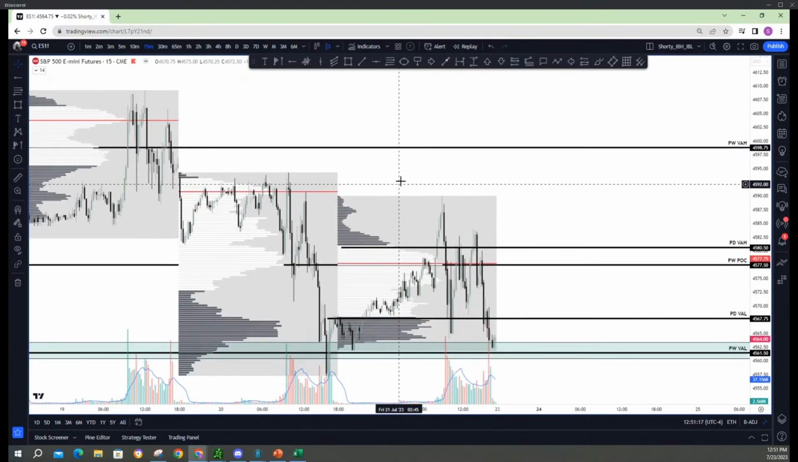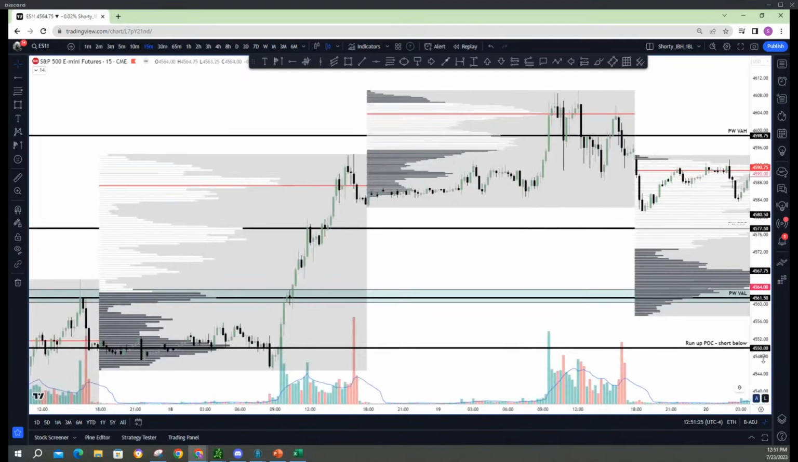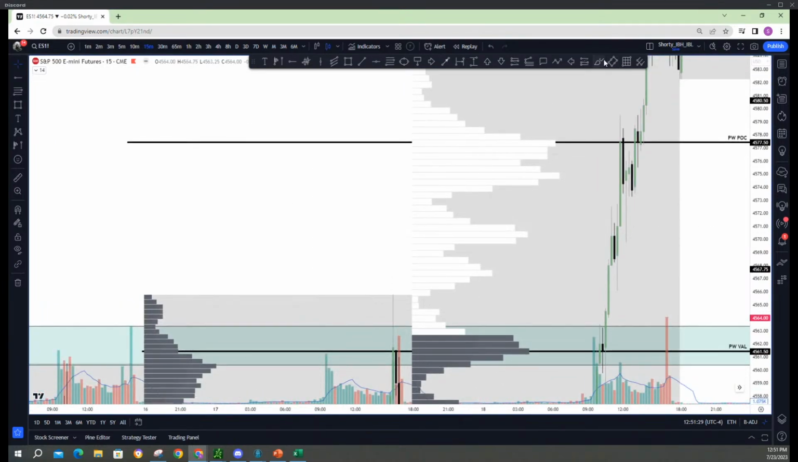Yeah, so single prints, usually the way they look, you see here how you have skinny bellies. I call them skinny bellies. You see here on this profile, I'll zoom in a little bit. So that usually means that there's buyers, right? So the way the market works, right?